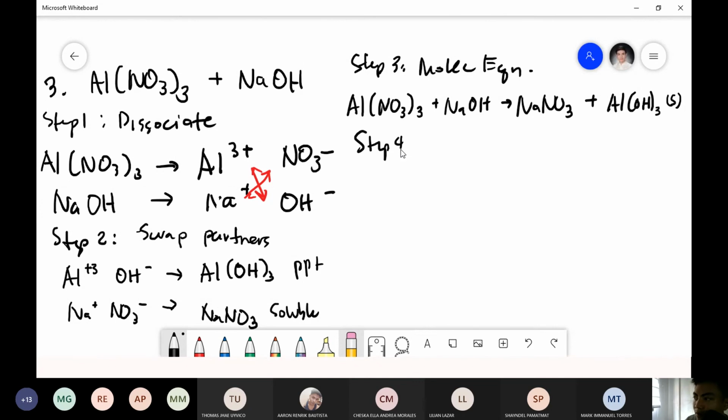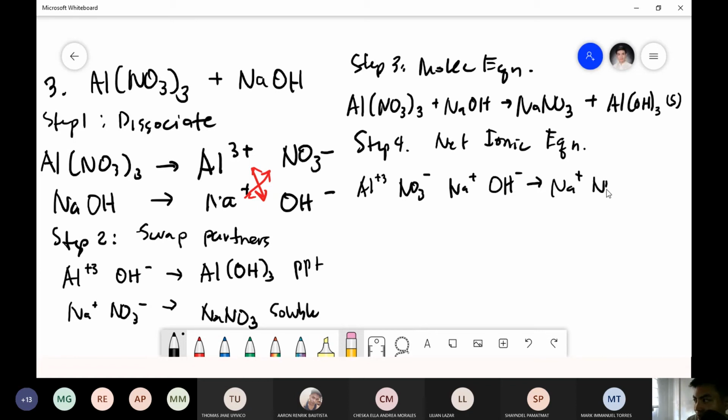Step 4, your net ionic equation. So, anong gagawin mo sa net ionic equation? You convert everything into ions except the solid one. So, that's Al3 plus, nitrate, sodium, hydroxide. Okay? And then sodium nitrate, split them. And then you copy the solid. Okay, yung solid, wag mo i-split.